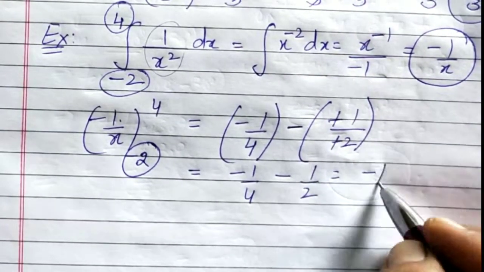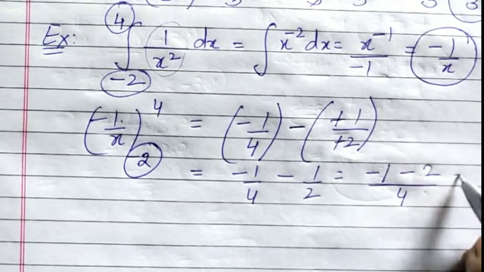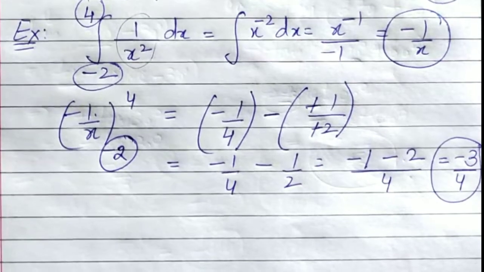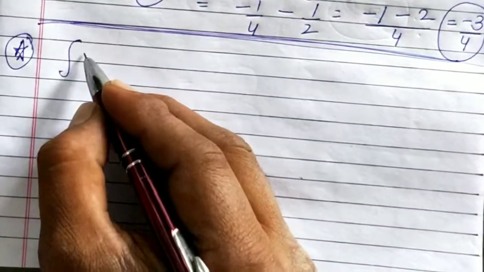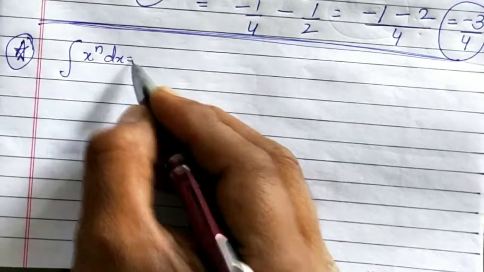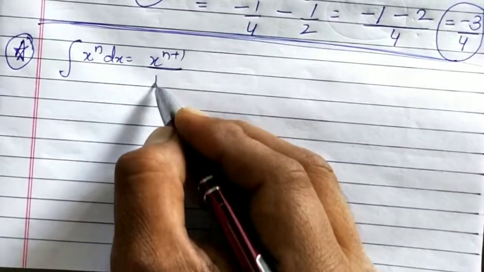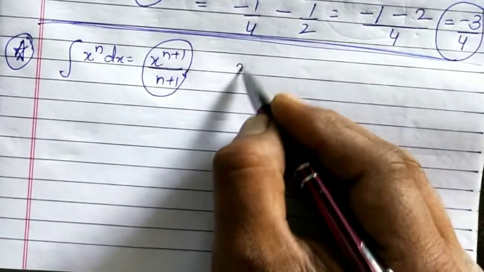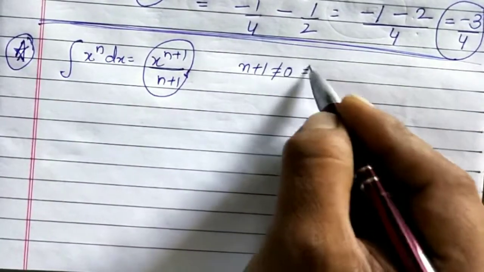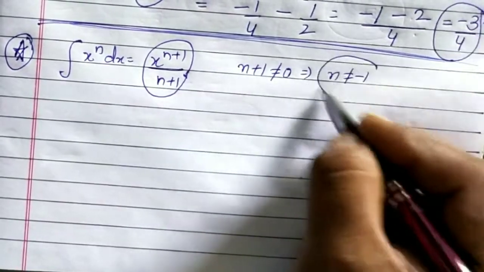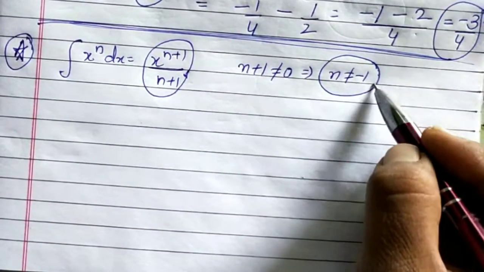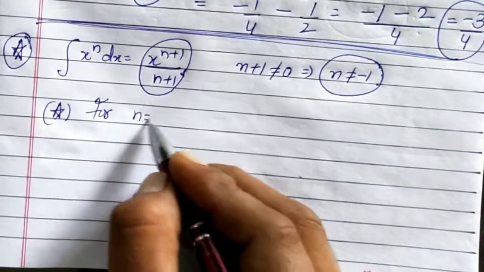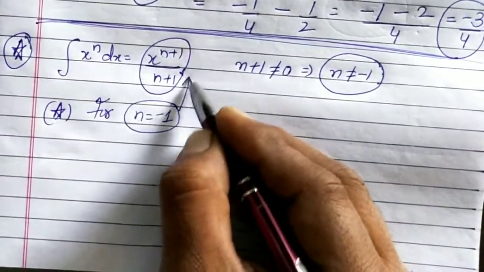So we can take the LCM, and this will be the final answer. Okay, so that is how limits help. Now I just wrote that the integration of x to the power n is x to the power n plus 1 upon n plus 1. But for making this answer valid, the denominator should never be equal to 0. That is, n should not be equal to minus 1. If n is equal to minus 1, then this formula is not valid.